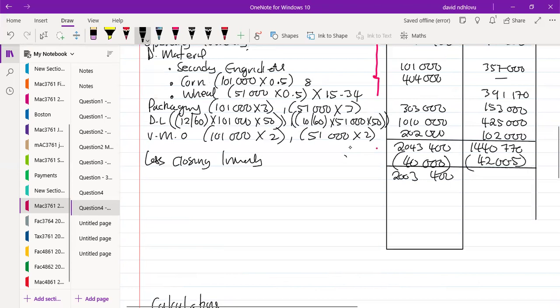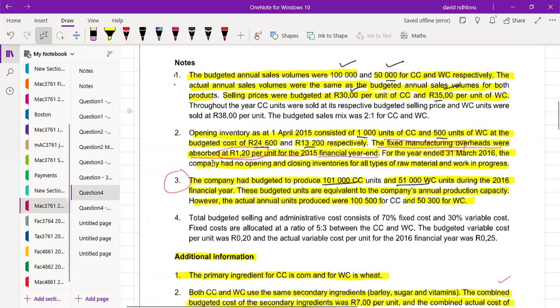So 1440770 minus 42005. Then you will have that. When you are practicing your closing inventory, always make sure that you are also able to calculate based on the weighted average cost, so that if they give you that, you don't have the challenge. Right, then we need to add other variable costs. Let's check the question. Were there any other variable costs here?